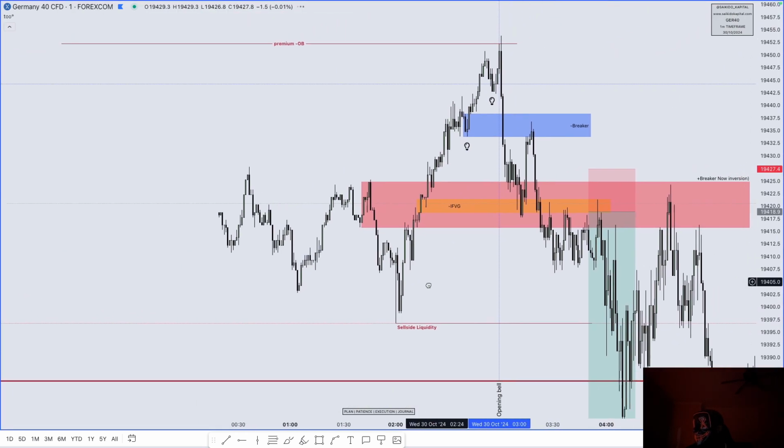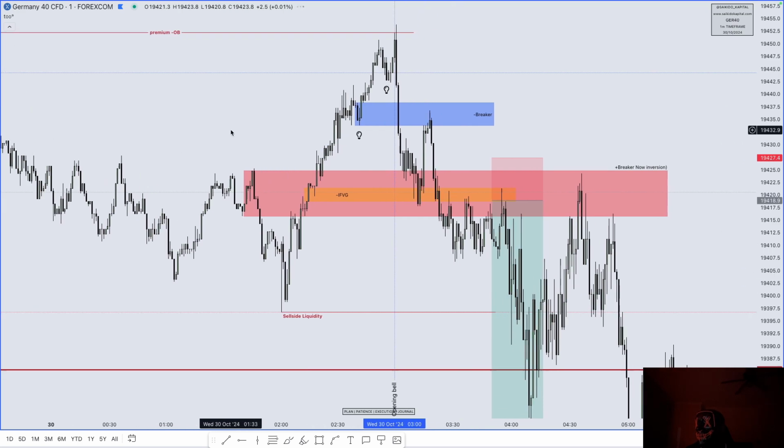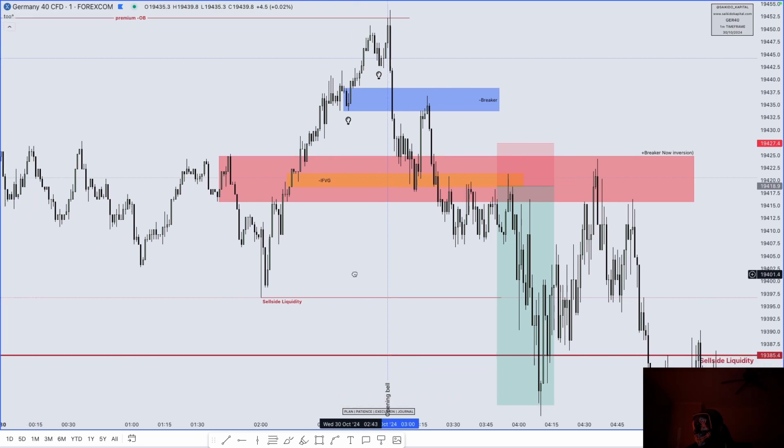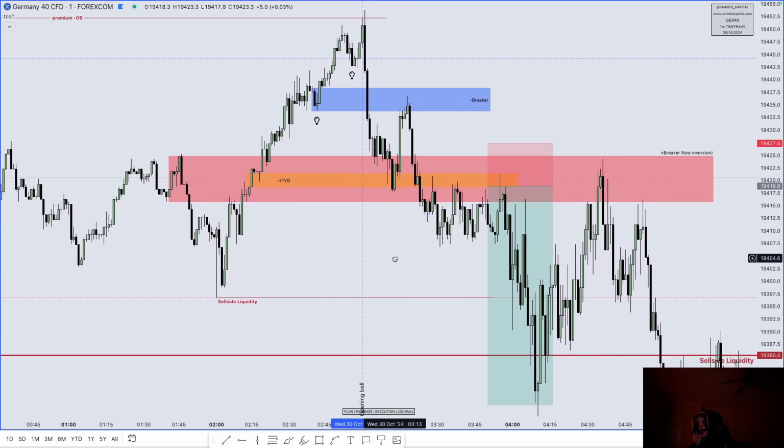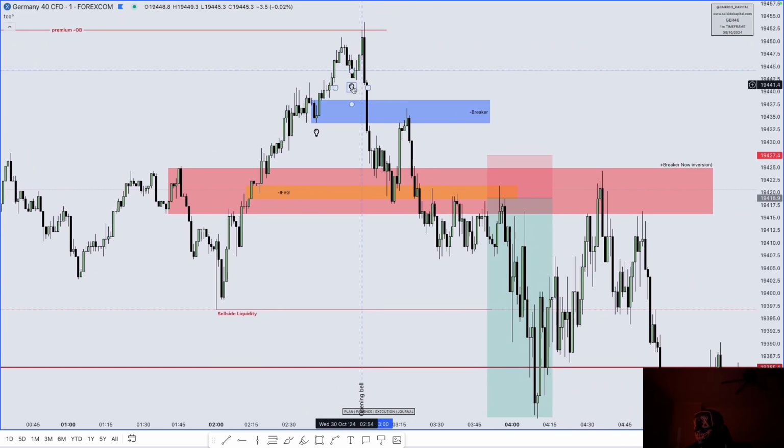On the 1 minute. Okay. So this is the premium order block on 15. We open at 3 o'clock, the opening bell. We just see we take out this buy side short-term high, and then we create a bearish market structure shift right there. Displacement. This is what you want to see, right?